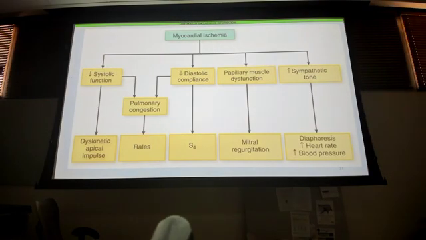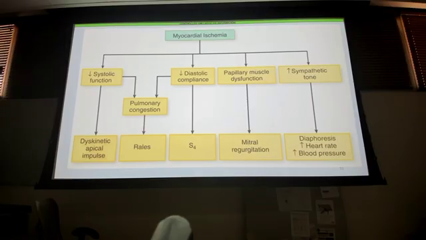Sorry, let me go back. So, what are the pathophysiologic effects of having a patient suffer from myocardial ischemia or an infarct? Okay, it's not just the heart's under stress or the heart tissue dies. There are secondary consequences that develop from this.